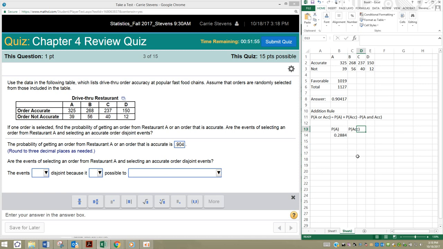All right, so then the probability of being accurate is actually the sum of all these. Oh, not all those, just these. And then also divided by the total, which I have right here. And then I have to also look at the probability of both happening together, which is equal to this one over, well, these, I mean, over the total.